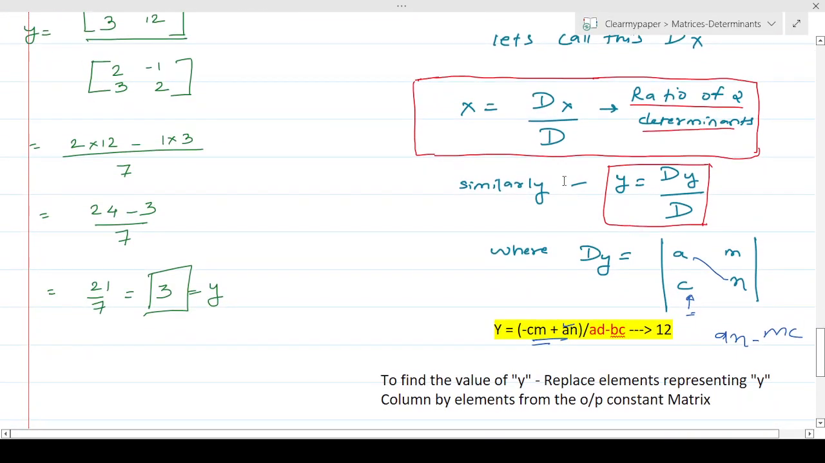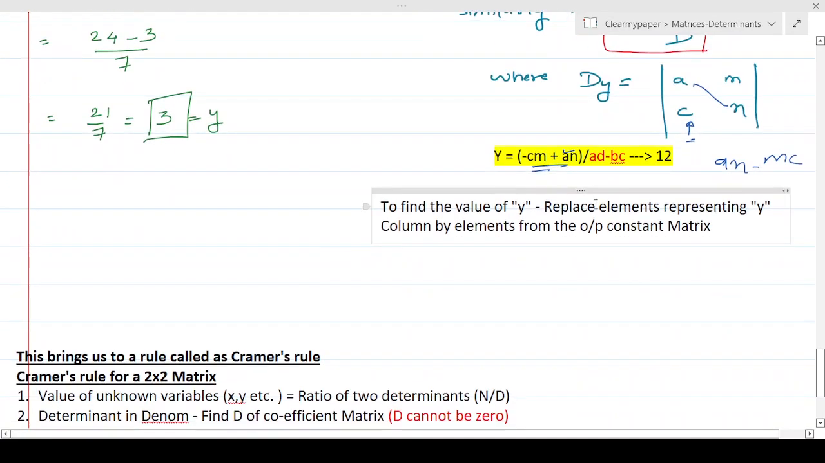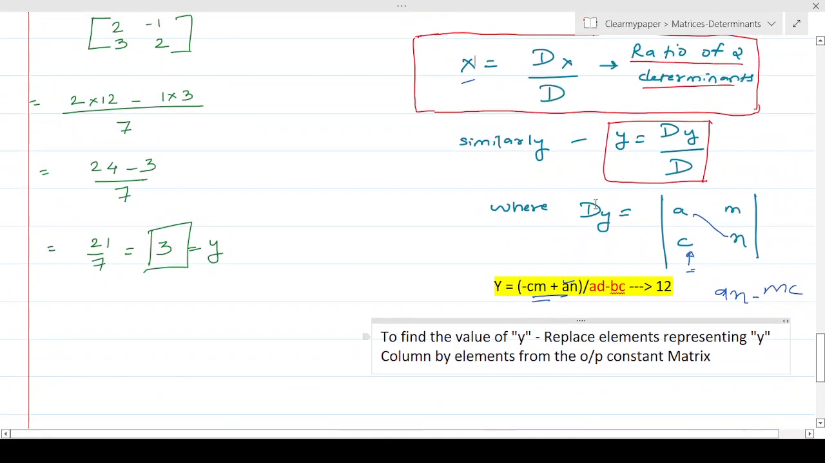So this piece which we are defining here, the value of x as a ratio of two determinants, dx and d, and also y, which is defined as a ratio of two determinants, dy and d, is nothing but Cramer's rule. Solving simultaneous equations, meaning finding the values of x and y in terms of the ratio of two determinants, is nothing but Cramer's rule, and you can extend it to 3x3 matrices also.